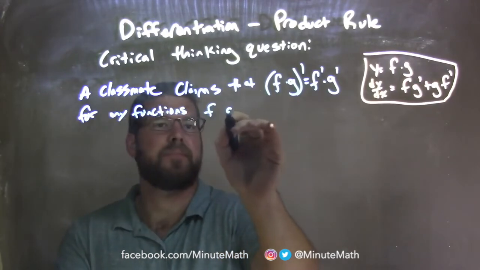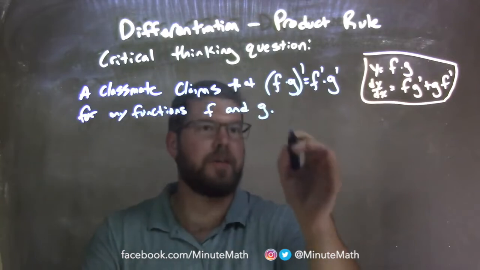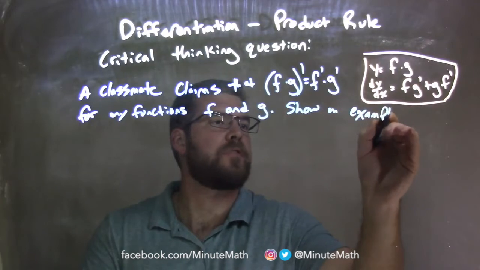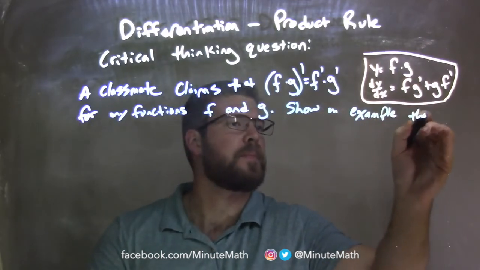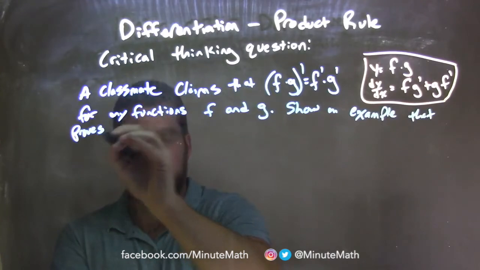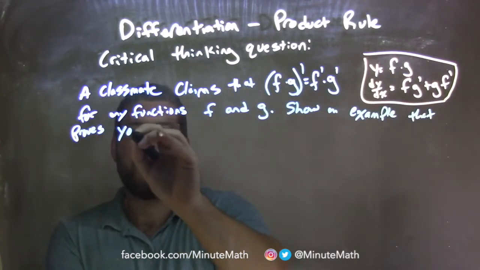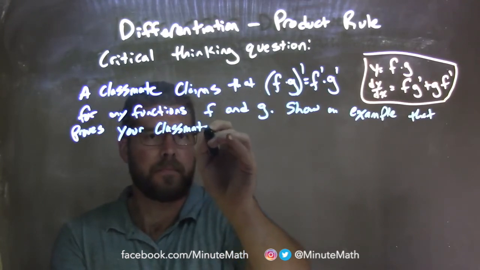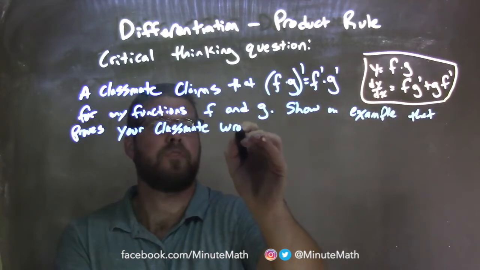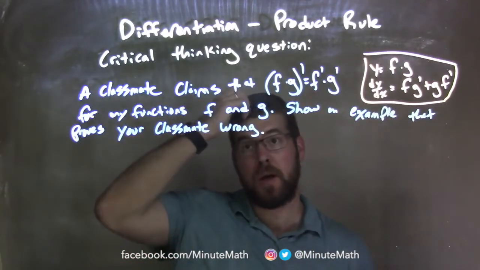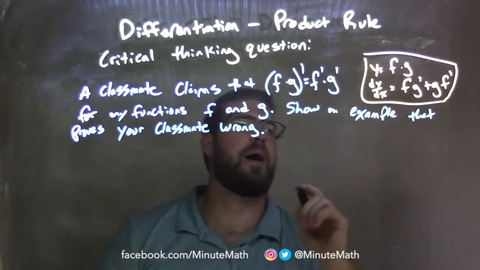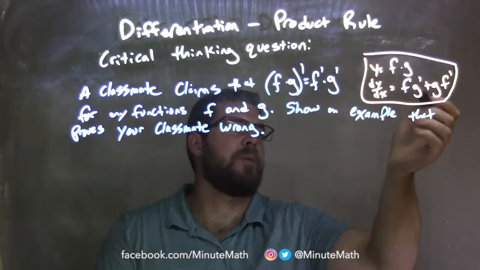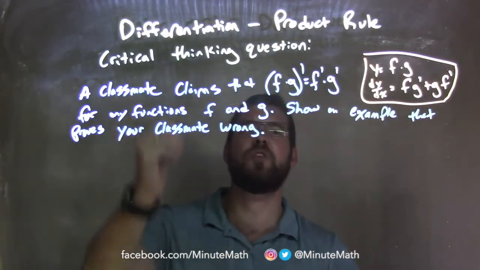What I want to do is show an example that proves your classmate wrong. My classmate, I haven't had classmates in a while, but my classmate is wrong. So we're going to find an example that shows that our classmate is wrong. We know the real product rule, and it's written right here. If we take the derivative of a product, it's really f times g prime plus g times f prime. So how can we show that our classmate's wrong?